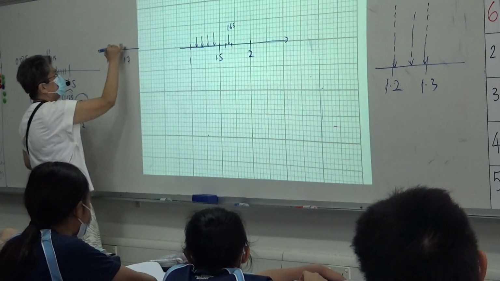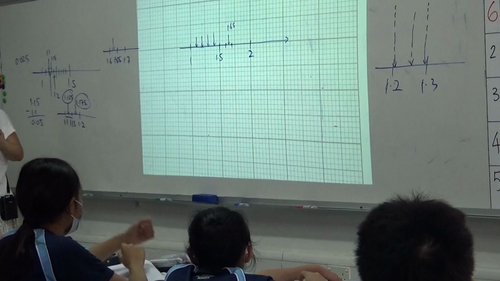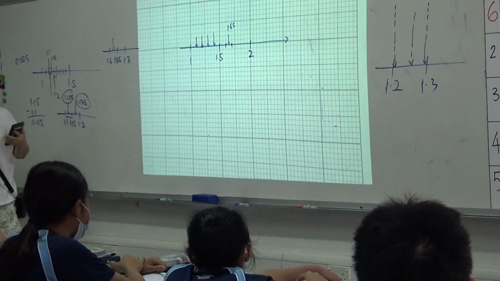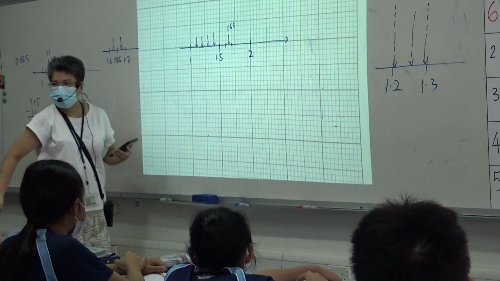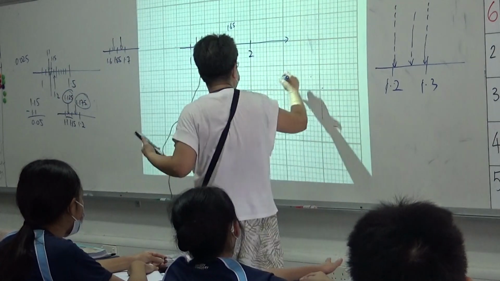1.6, 1.7, 1.65. What's here? 1.625. Very good. 1.675. Can you see? Can you see now? Okay, now I'm going to go to the vertical.